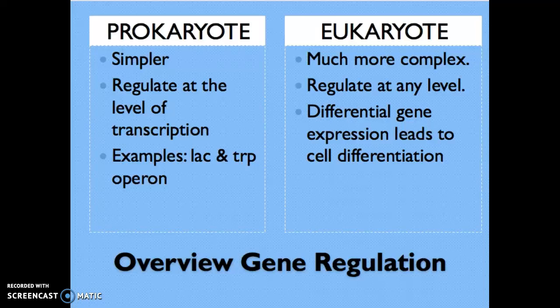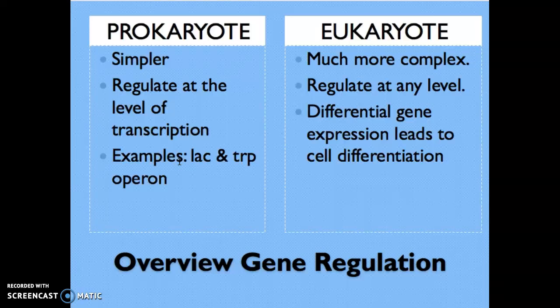So here are the two big systems that we'll look at. First is prokaryotes. These are simpler. Eukaryotes, like us, are much more complex in how we regulate transcription and how we regulate genes. Prokaryotes are going to regulate at the level of transcription, and the two examples that we really need to know are the lac and trp operons. So you have an assignment today to take a look at the lac and the trp operon and begin seeing how these things work. Eukaryotes will regulate at almost any level.